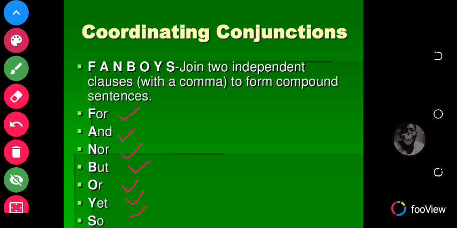If you can remember anything at all, remember the coordinating conjunctions used in forming compound sentences, the FANBOYS. The F stands for for, A stands for and, N stands for nor, B for but, O for or, Y for yet, and S for so. So join two independent clauses to form a compound sentence using the coordinating conjunctions.